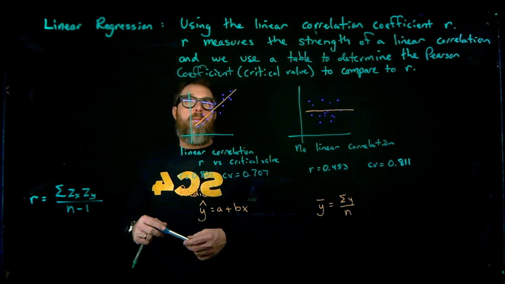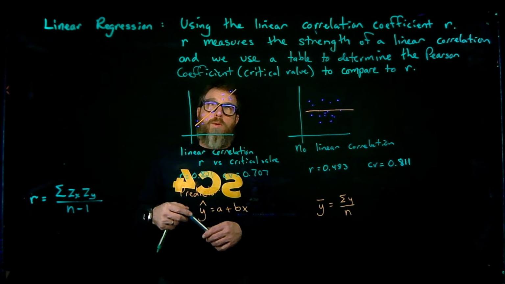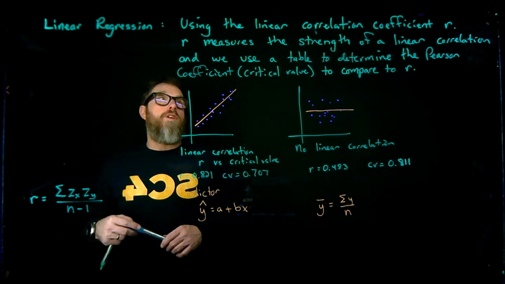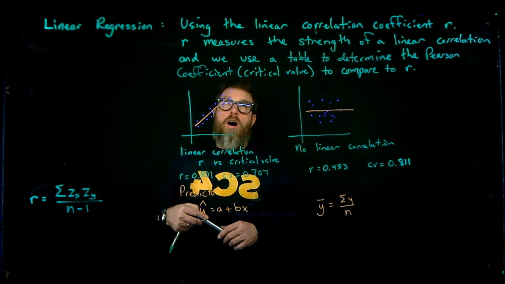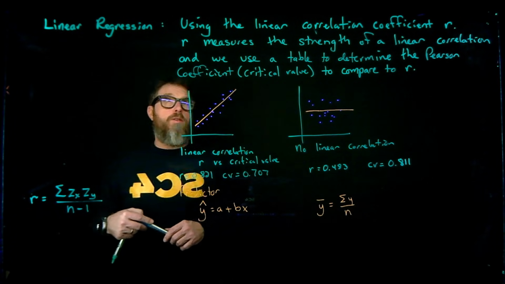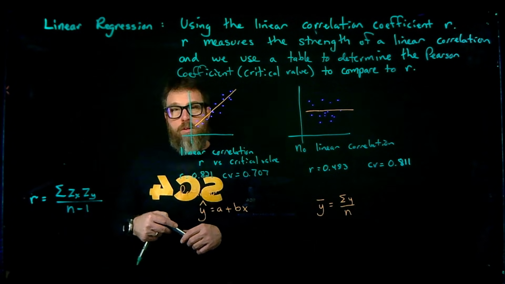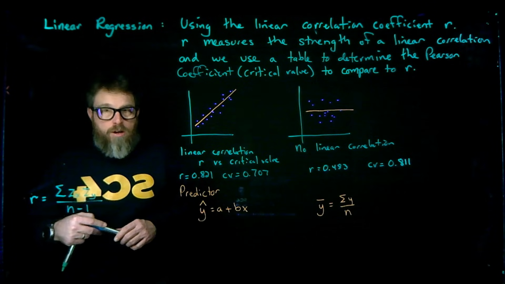I'm Professor Van Hamlin. I'm going to cover linear correlations. So really linear regression. And we're going to use a particular method called the linear correlation coefficient, R method. And R really measures the strength of our linear correlation. And we're going to use a table to determine the Pearson value, which is going to be our critical value, and then we're going to compare that to R.